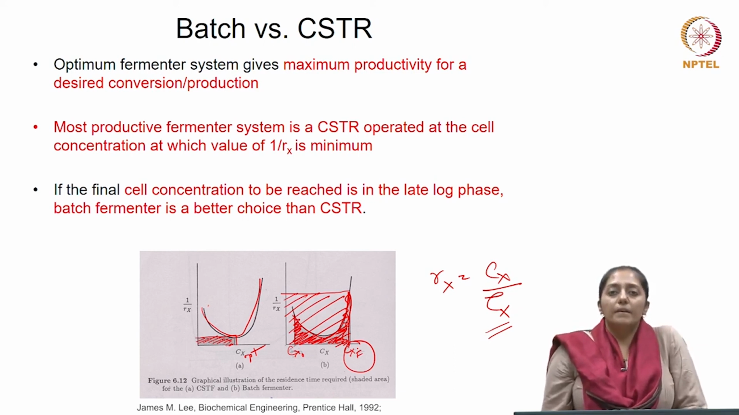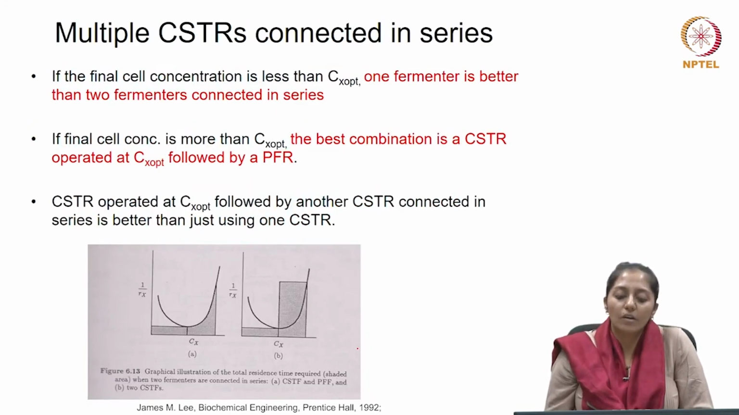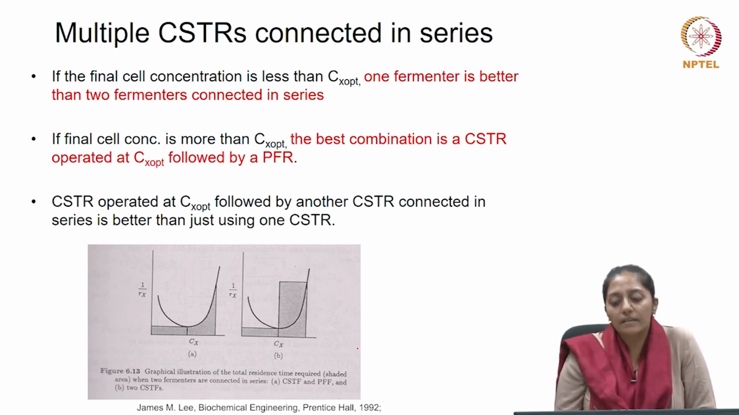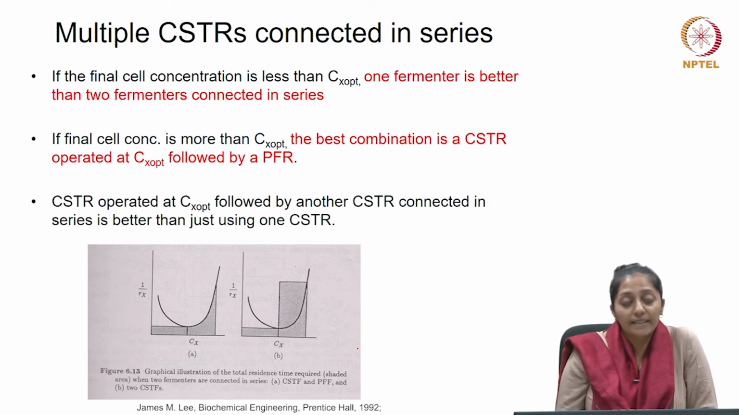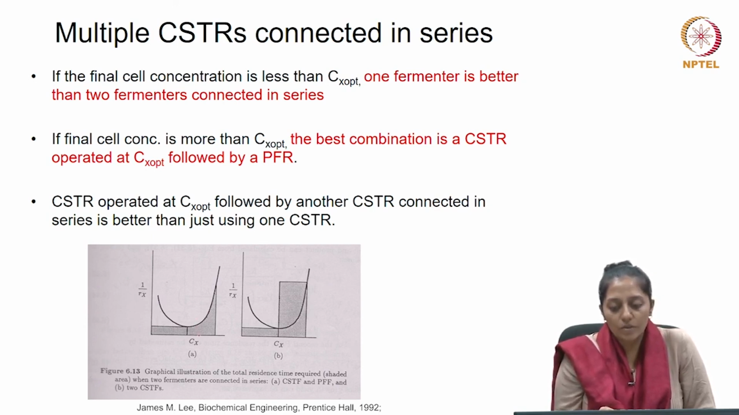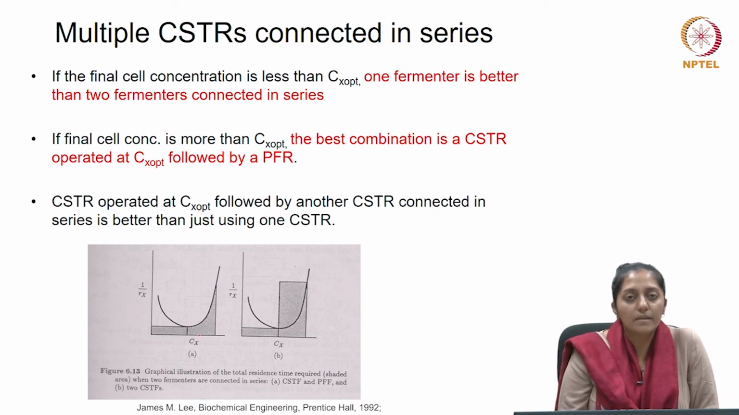Otherwise, continuous fermenters would be the optimum fermenters to run when the productivity to be achieved is maximum and your biomass is at your Cx optimum. Now, if the final cell concentration is less than Cx optimum, then what can be done? Is one fermenter better, or would two fermenters connected in series be better? Let us visualize. If the final cell concentration is less than Cx optimum, one fermenter is found to be better than two fermenters connected in series, because then a batch fermenter is better.